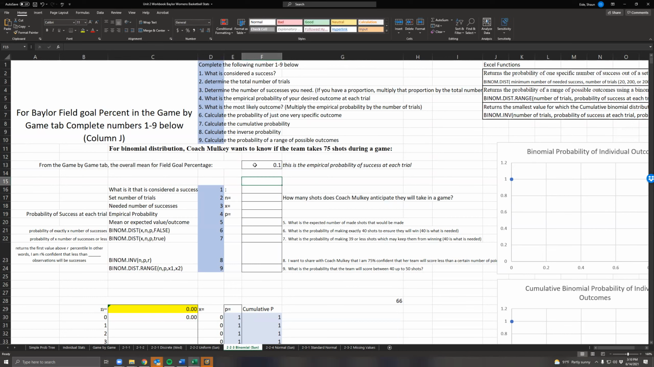So we're going to put 0.1 right here. So what is considered a success? So we're going to put this right here. Nerf dart jamming. Okay. Set number of trials.